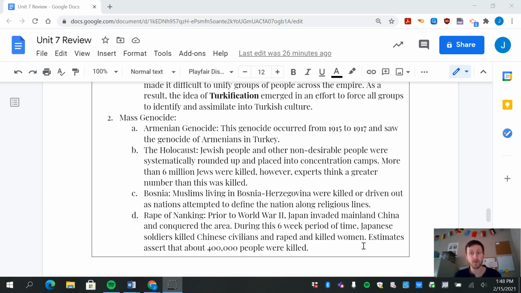Eventually it became known that yes, this happened, but other people were way more caught up with what Germany was doing at this time and just neglected the fact that Japan was doing very similar things, just in a different part of the world.